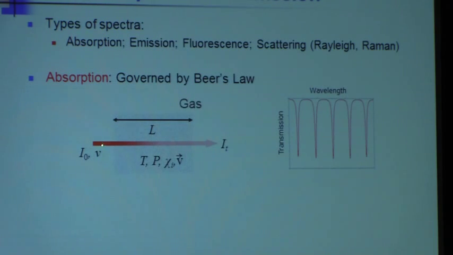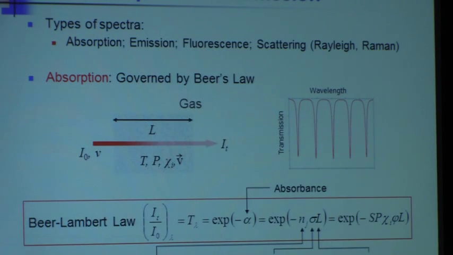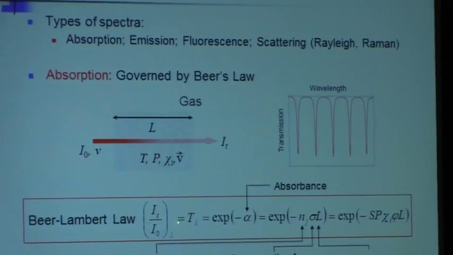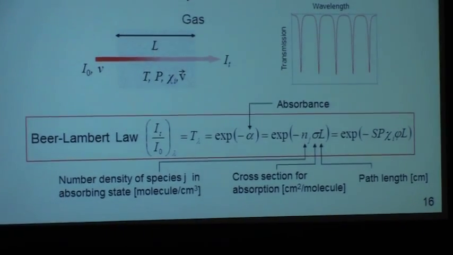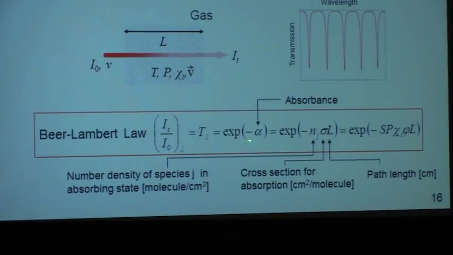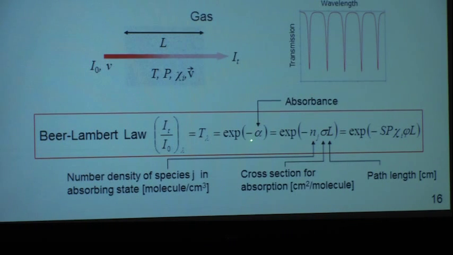If you vary the wavelength, the frequency of this beam, you would see dips in transmission. Transmission might be one, and here's a line, and another line. You can see this pattern if the molecule absorbs light at this wavelength. The fractional transmission, T sub lambda, follows an exponential decay law, and the quantity in the argument is called the absorbance.